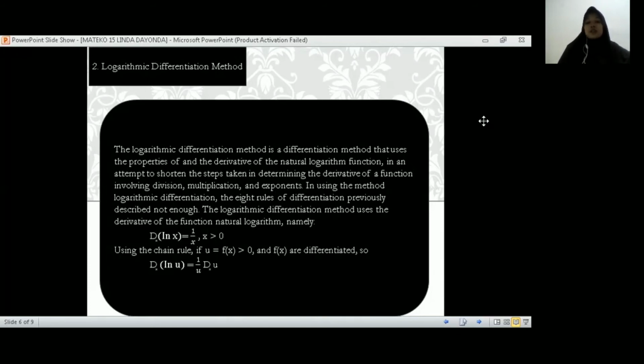Using the chain rule, if u = f(x), f(x) greater than 0, and f(x) is differentiable, then d/dx ln u = (1/u) du/dx.